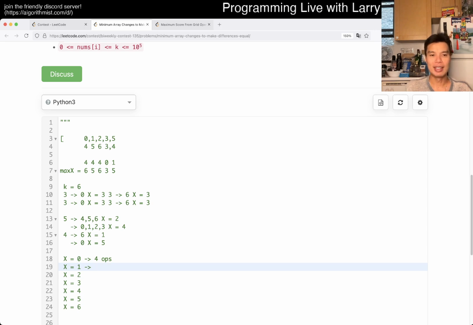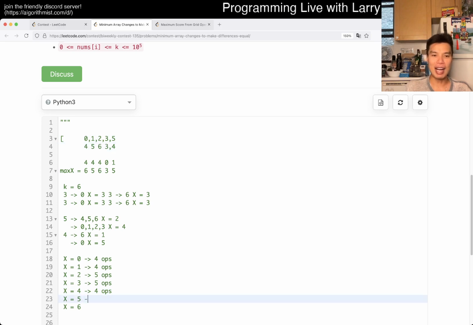With 1, we have one 1, so we also need 4 operations, right? 2, well, we have no 2, so we need 5 operations. 3, we also need 5 operations for the same reason. 4, we have three 4s, right? So technically we need 2 operations at least, but because this max x is 3, we need an extra one. So that's why there's 4 operations, because you cannot get a 4 from these 3, right?